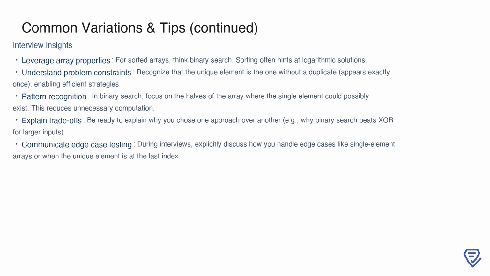When tackling this problem in an interview, there are a few key insights to keep in mind. Because the array is sorted, binary search should immediately come to mind as an optimal strategy, since sorting often hints at logarithmic solutions. It's also important to fully understand the problem constraints, specifically, that the unique element is the only one without a duplicate. This allows you to narrow down your approach. A crucial skill here is pattern recognition. With binary search, you'll want to focus on the half of the array where the unique element could exist, rather than wasting time checking unnecessary elements.